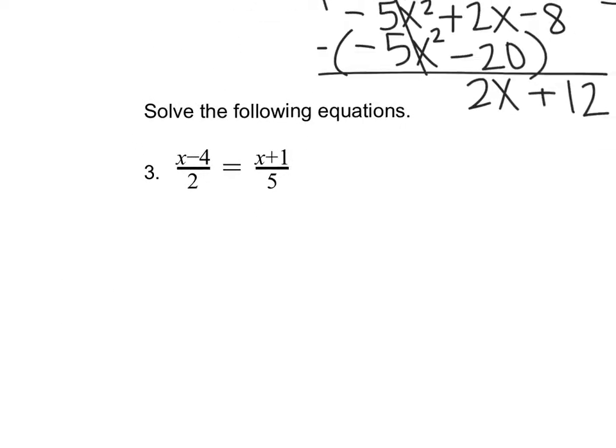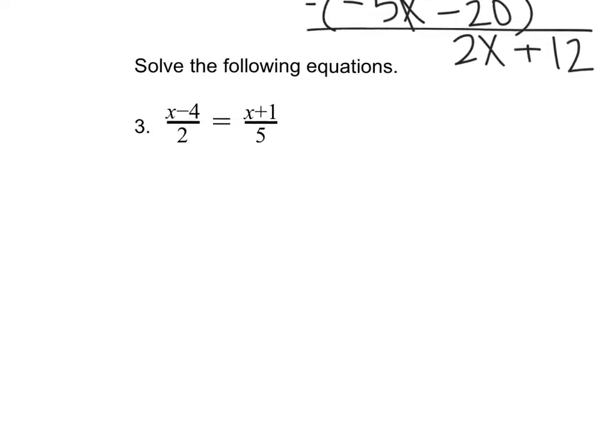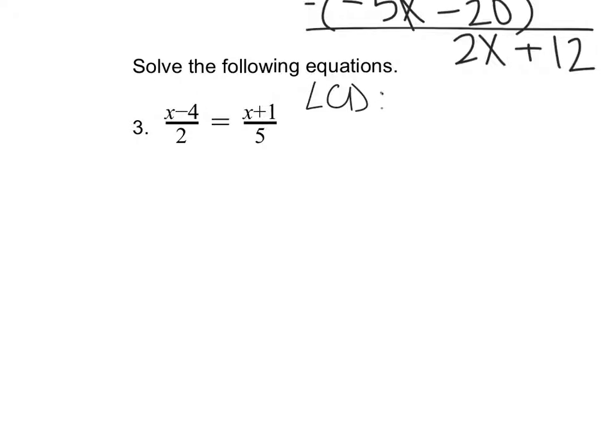Next, we're going to solve some rational and radical equations. So looking at our first equation, we have x minus 4 over 2 equals x plus 1 over 5. So in order to solve our equation, we want to identify the LCD. In this case, our LCD is going to be a number. Our least common denominator is going to be 10.